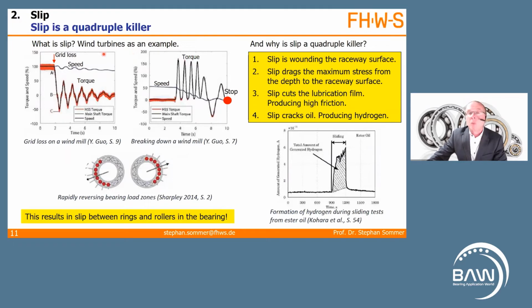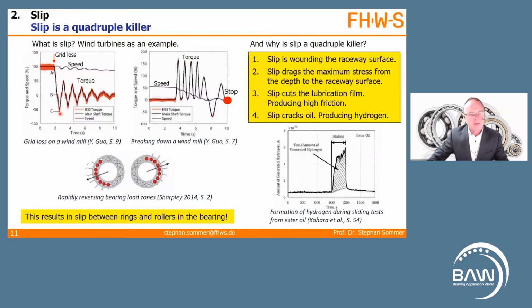Well, let's go to a wind turbine and have this as an example. The wind turbine is running at 100% speed and 100% torque. Suddenly a grid loss happens. Now the wings of the wind turbine have to be pitched out of the wind. That means the wings rotate to turn the wing profile out of the wind. This rapidly reduces the torque and the speed starts to fluctuate a bit, but rapidly decreasing the torque.